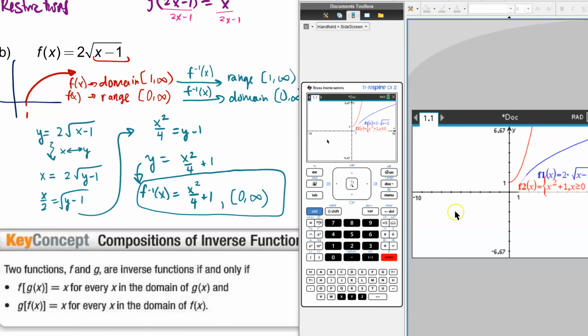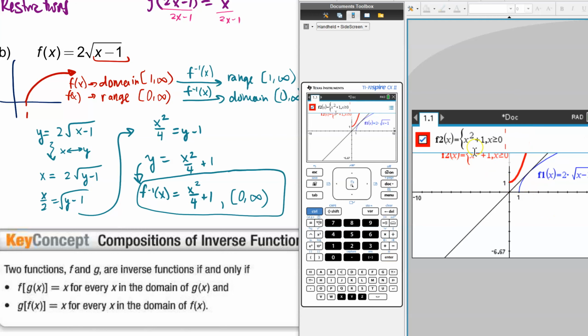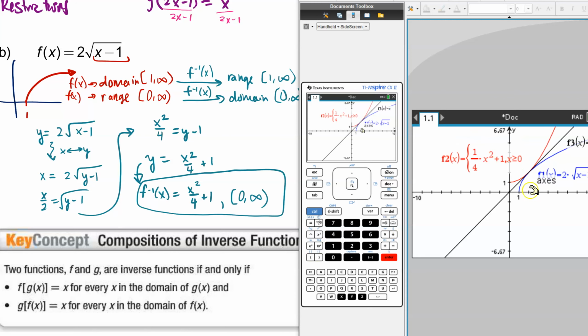Cool. Okay. So, this is not easy to see. I'm going to graph a third function here, y equals x over 4... oops, I forgot the over 4. Do you see this black line? And the blue and the red? If you take the blue and reflect it across the black one, it turns into the red.